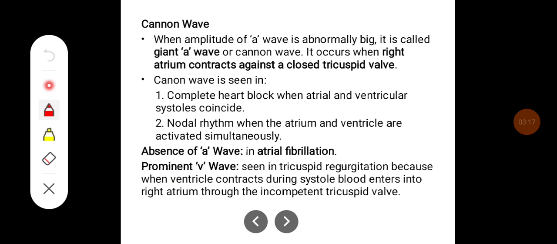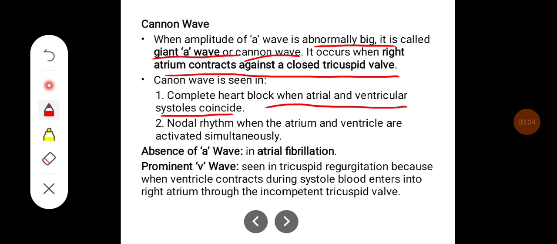Cannon wave: where the amplitude of the A wave is abnormally big, this is called a giant A wave or cannon wave. It occurs when the right atrium contracts against a closed tricuspid valve. The cannon wave is seen in complete heart block when atrial and ventricular systoles coincide. It is also seen in nodal rhythm when the right atrium and ventricle are activated simultaneously. Absence of the A wave can be seen in atrial fibrillation.